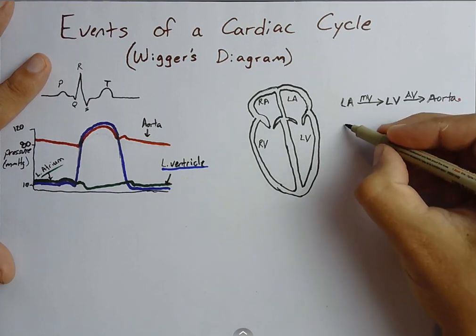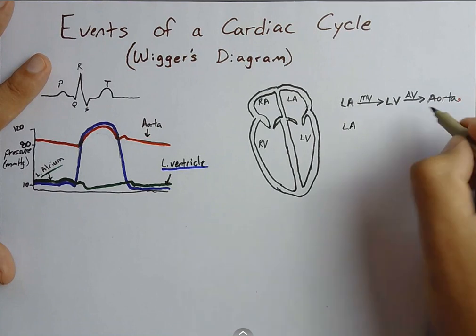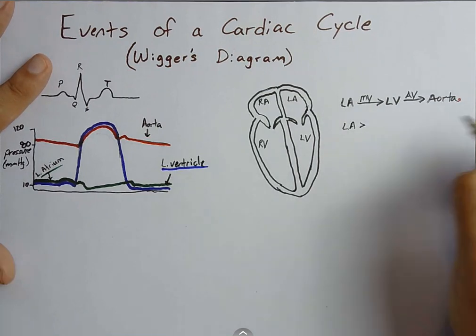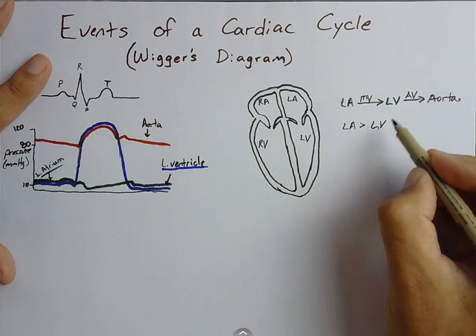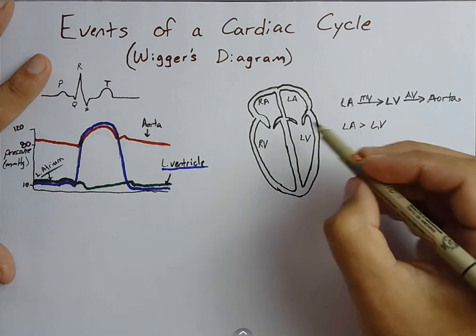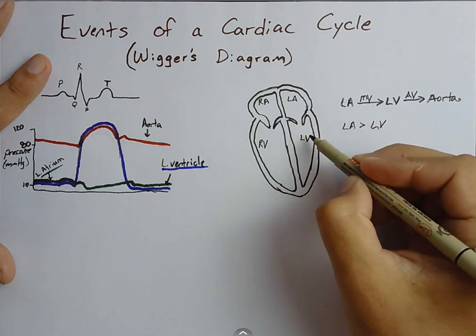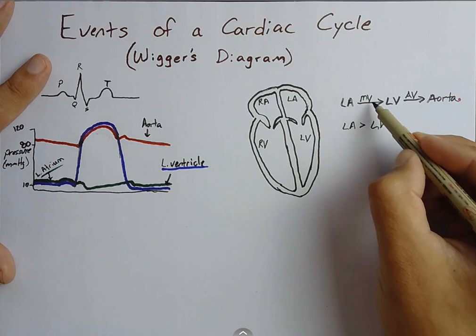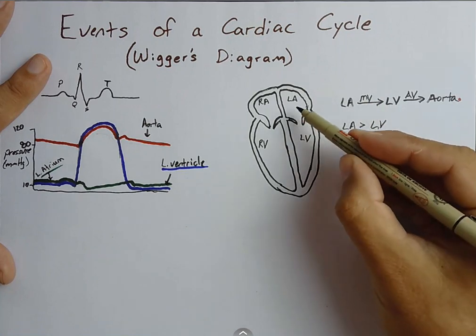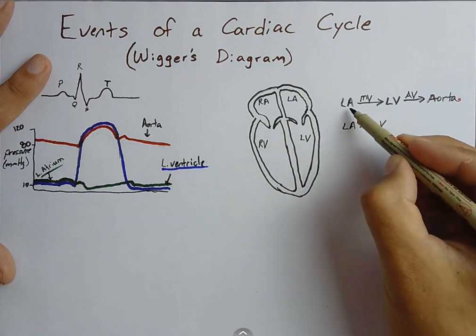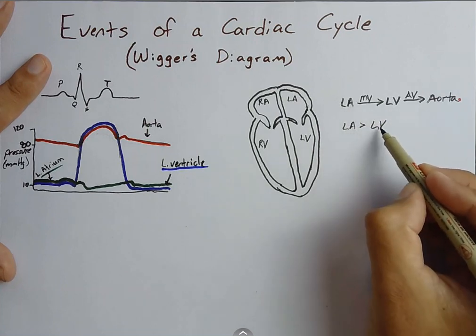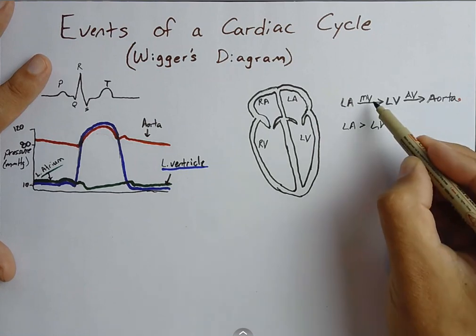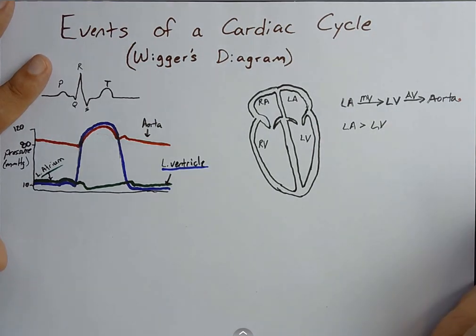If the left atria has a greater pressure than the left ventricle, so left atrial pressure is greater than left ventricular pressure, what do we know about the mitral valve? Will it be open or will it be closed? Well, due to the anatomical features of the mitral valve, it only opens in the direction from the left atria to the left ventricle. Blood can only flow this way. So if left atrial pressure is greater than left ventricular pressure, then the mitral valve will be open.